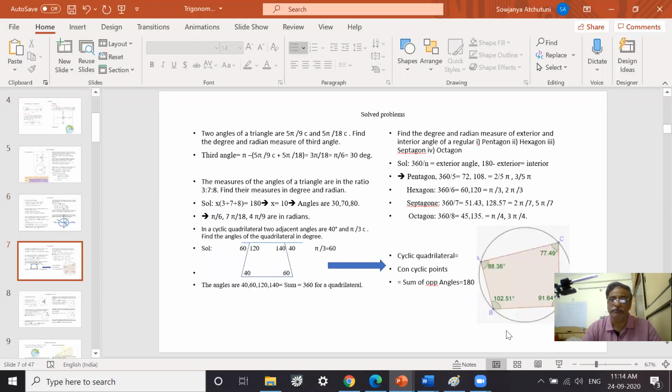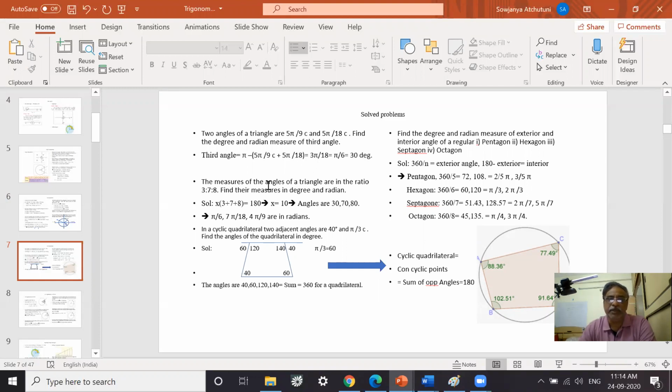So let us see some solved problems in angles and measures. Two angles of a triangle are given. Find the third angle. So pi minus the sum of the two angles. So 3 pi by 8, when I convert into degrees, is 30 degrees.